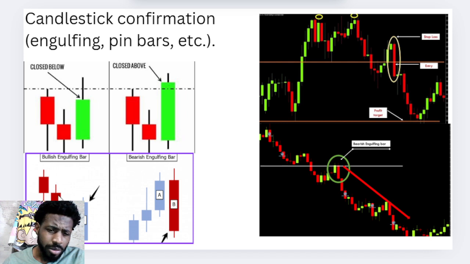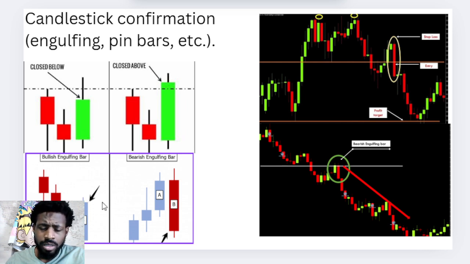Another good example, bullish engulf bar. So this body closed right above this wick, and it's a good time to enter. A lot of times, some people will wait for the next candle to enter, and want it to close above this and this as well.